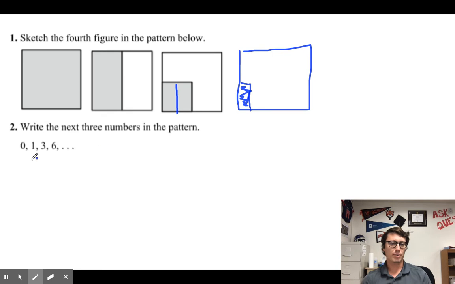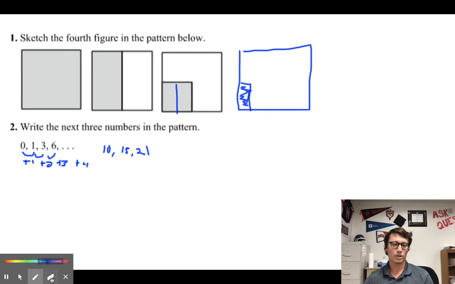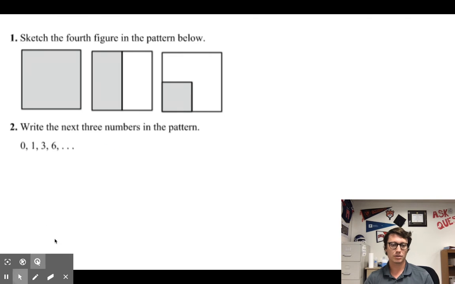Write the next three numbers in the pattern. How are we changing? 0, 1, 3, 6. Well, that is adding 1. That is adding 2. That is adding 3, which means we're probably going to add 4, which would give us 10. Then we're going to add 5, which would give us 15. And then we're going to add 6, which would give us 21. That is the pattern there.